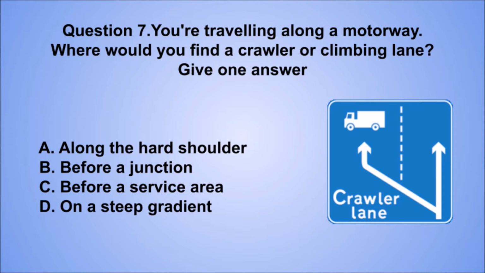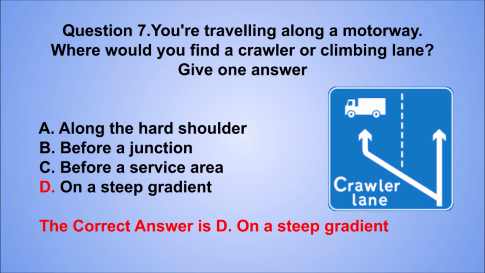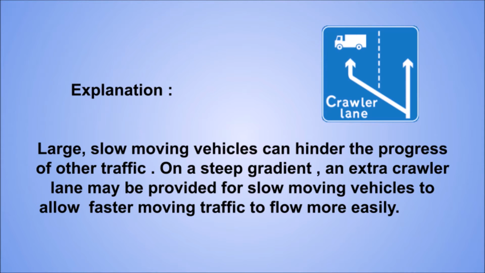Question 7. You're traveling along a motorway. Where would you find a crawler or climbing lane? Give one answer. A. Along the hard shoulder. B. Before a junction. C. Before a service area. D. On a steep gradient. The correct answer is D. On a steep gradient.